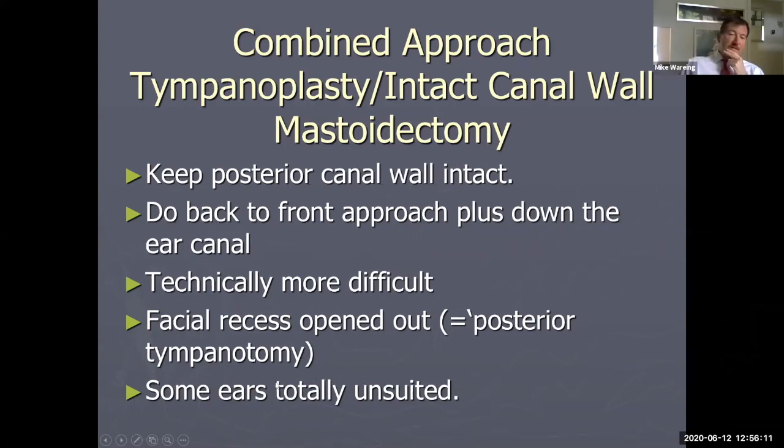And the important thing is that some ears are totally unsuited. If you've got a very poor pneumatization of the ear, then it really is extremely difficult. There's just not room. And this is why I think if someone says, I always do this, then that would be a mistake. You need to vary your approach. You need to have a different approach for different situations, which to some extent makes it more difficult.